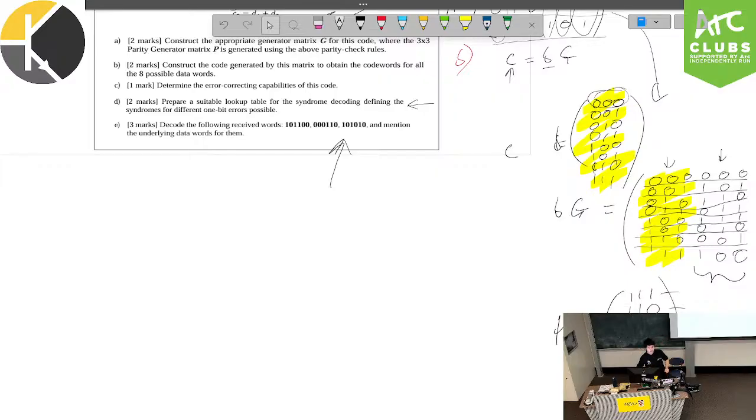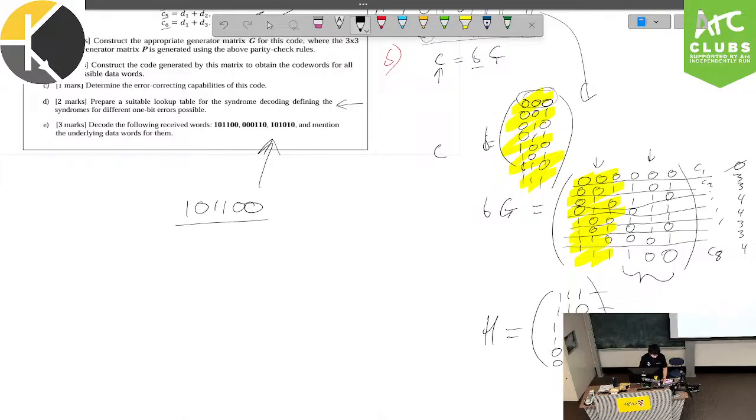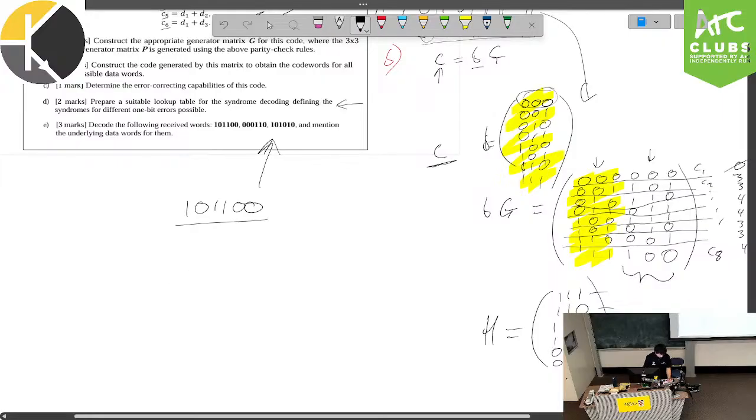All right, any questions? I think in the interest of time, okay, let's do one. Let's do one. Okay, so beginning with 101100. So this is the received word. What we're going to do is we're going to say, okay, received word here, I need to multiply by H to get the syndrome. So let's go ahead and do that multiplication.